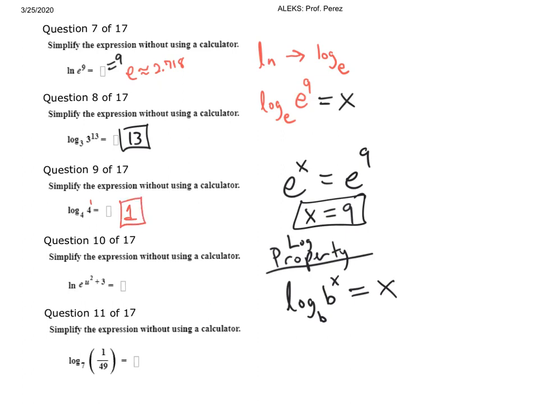Again, for number 10, we just learned that ln and e really cancel each other out. It's hard to see here, but this is the actual exponent. So ln and e are inverse functions of each other. They cancel each other out, so you're left with u squared plus 3.